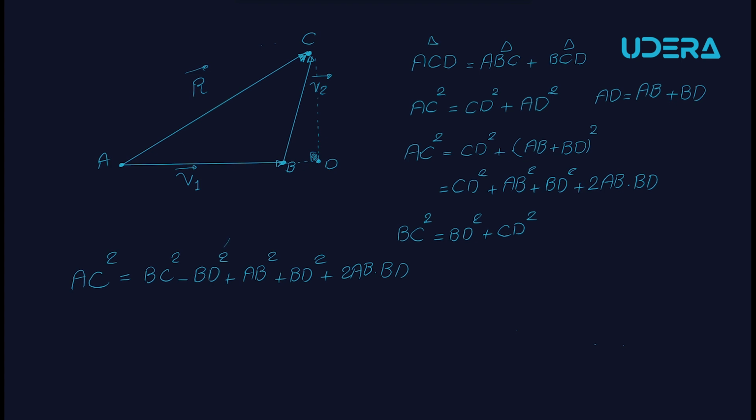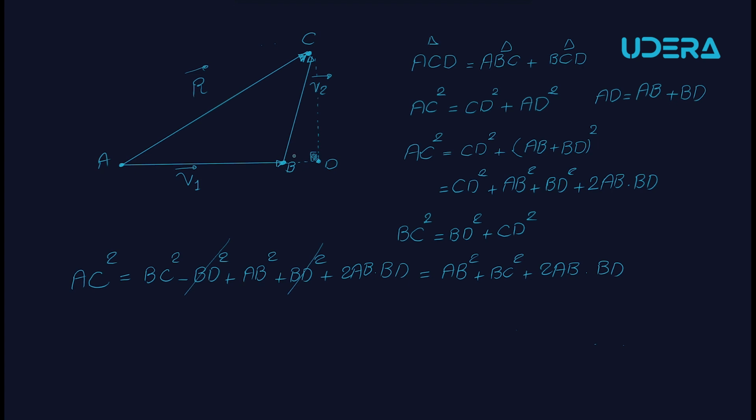So minus BD power 2 can be simplified with BD power 2 because they have opposite signs and we can get rid of them, and the expression can be written as AB power 2 plus BC power 2 plus 2AB times BD.